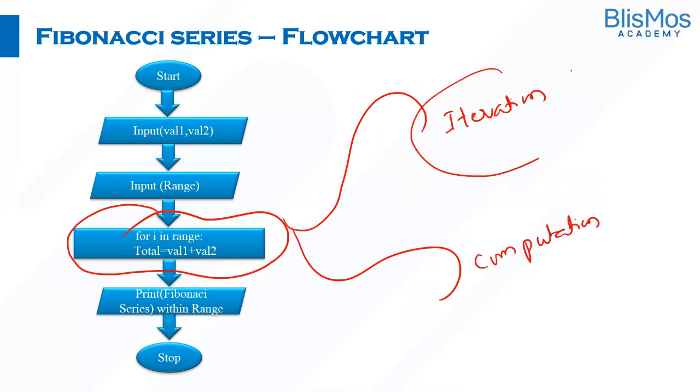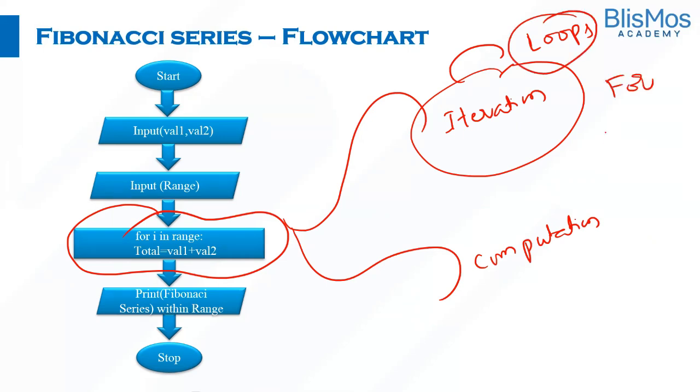Why do we need iteration? That is because you need to go on computing the numbers in a Fibonacci series one by one. That is the reason you need an iteration. That iteration you can do through loops. Either you can use a for loop or a while loop. It is up to you, whichever you are comfortable with.